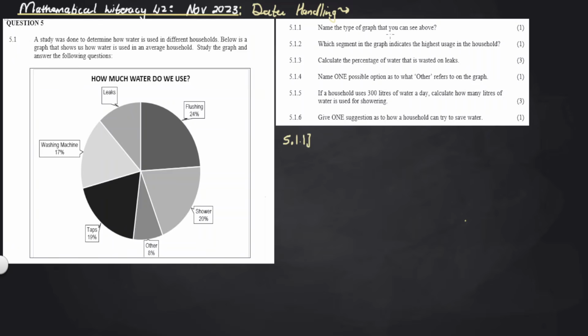5.1.1, name the type of graph that you can see above. Of course, it's a pie graph or a pie chart. That's also fine. This is a pie graph.